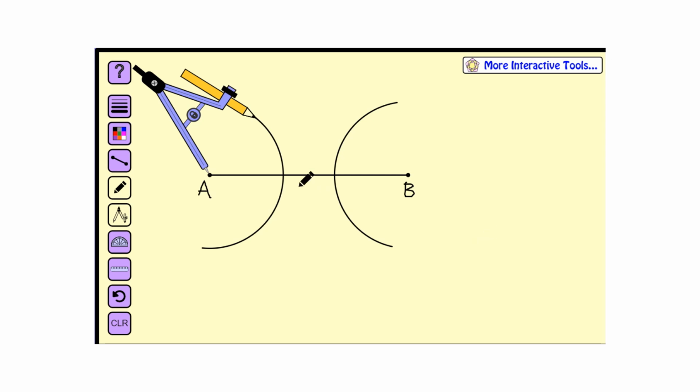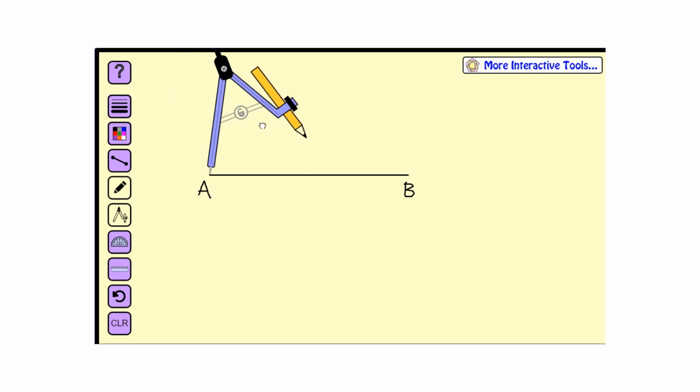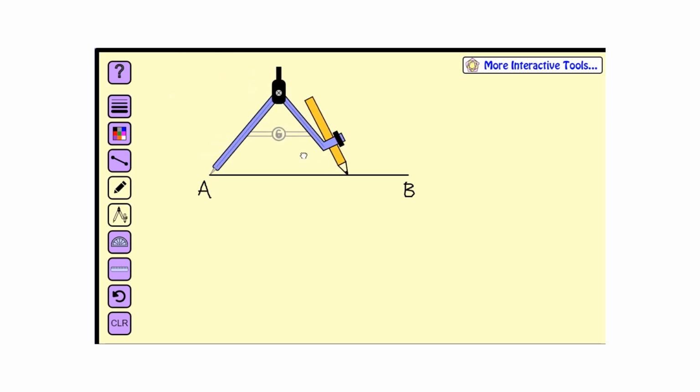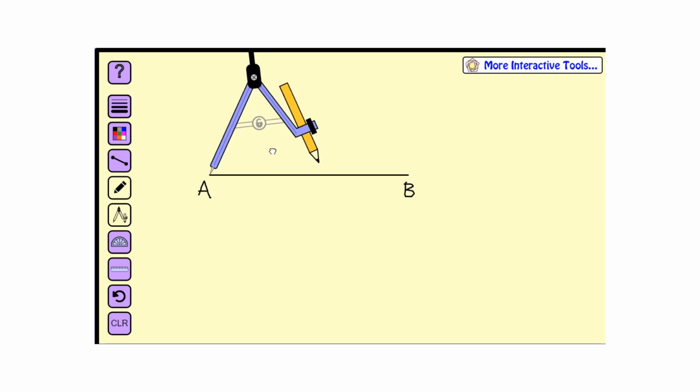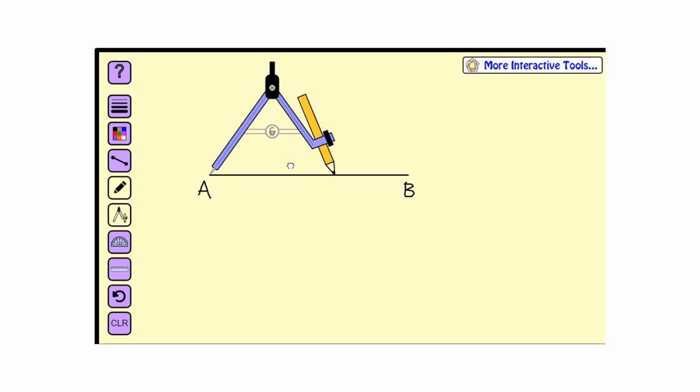So therefore, the length of your compass, how much to choose, is very important. You need to make sure that how much you open up your compass has to be more than half the size of AB. Half of AB is somewhere here, so it has to be more than that. Now I'm going to fix the length, and draw an arc.